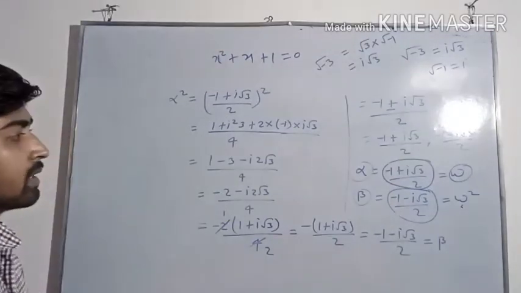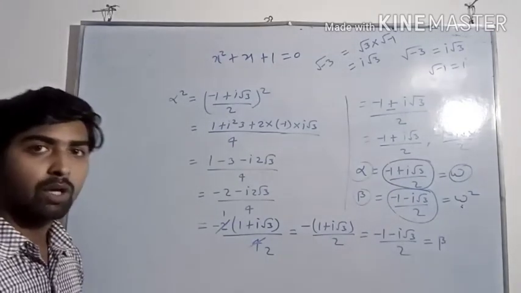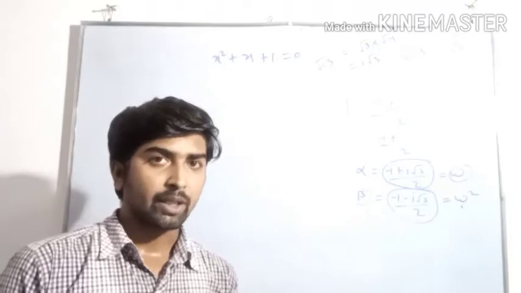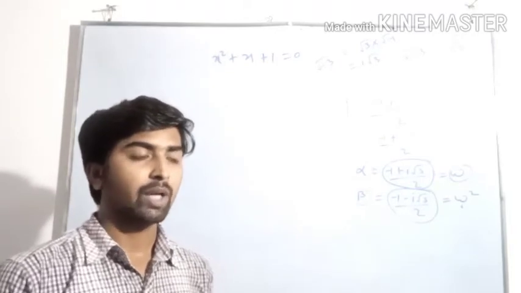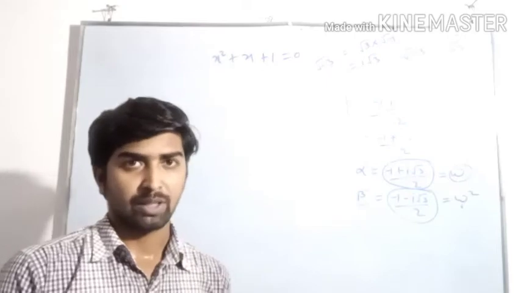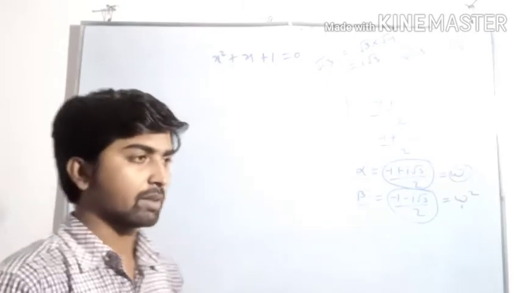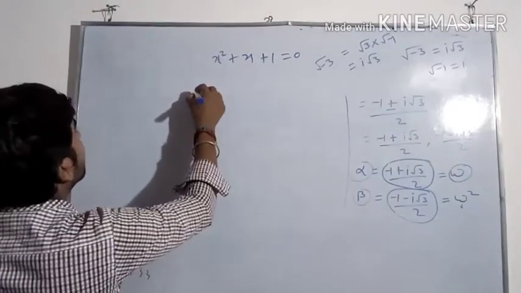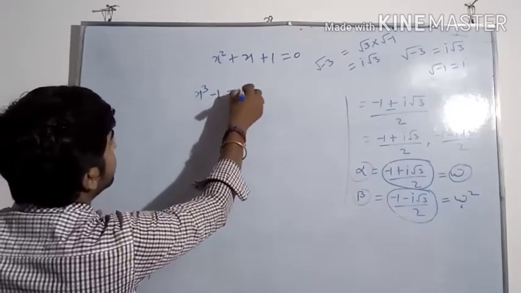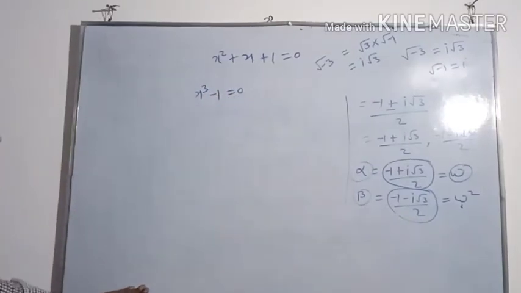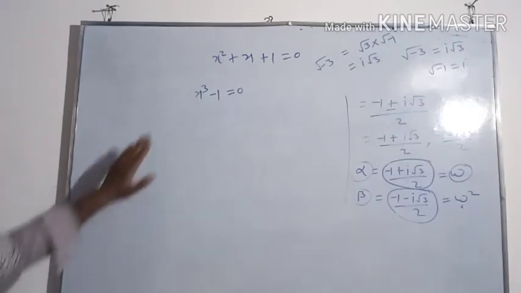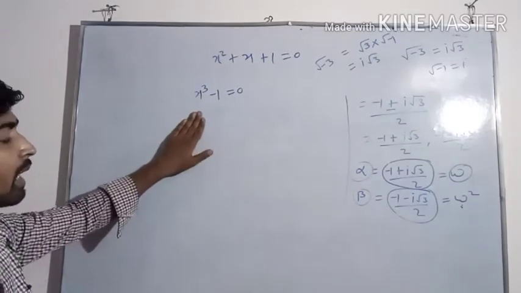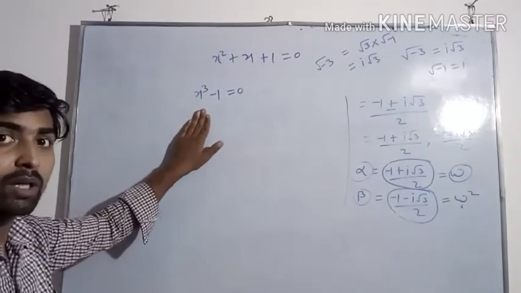Now let us find out cube roots of unity. Students, we have already discussed quadratic equation and its roots. Now we are going to discuss cubic equations. Suppose we have a cubic equation x cube minus 1 equals to 0, where the maximum power of the variable is 3. So this is a cubic equation, and now we have to find out the roots of this cubic equation.